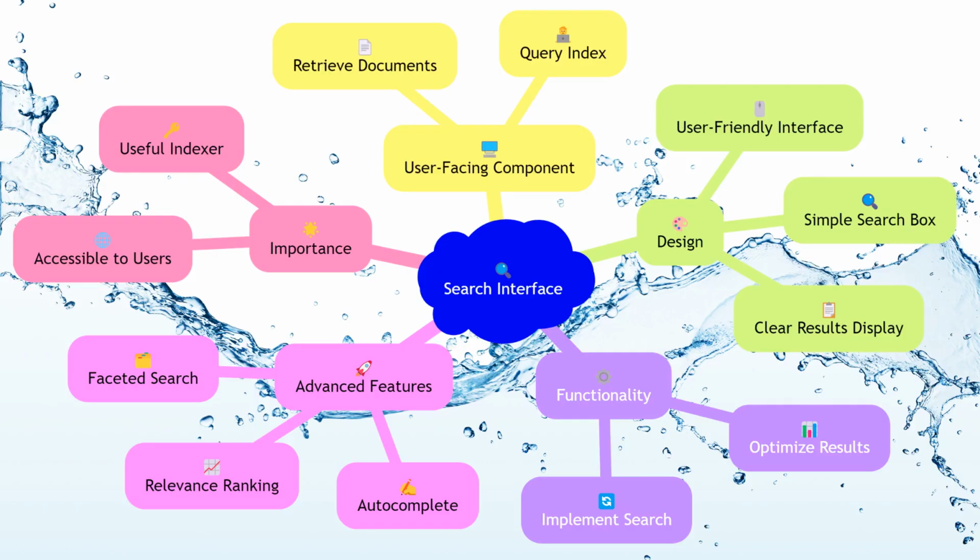The search interface is the user-facing component of the indexer, allowing users to query the index and retrieve documents. Creating an effective search interface involves designing a user-friendly interface, implementing search functionality, and optimizing the search results. For example, you may want to provide a simple search box for users to enter queries and display the search results in a clear and organized manner. Additionally, you can implement advanced search features like faceted search, autocomplete, and relevance ranking to enhance the user experience. A well-designed search interface is crucial for making the indexer useful and accessible to users.